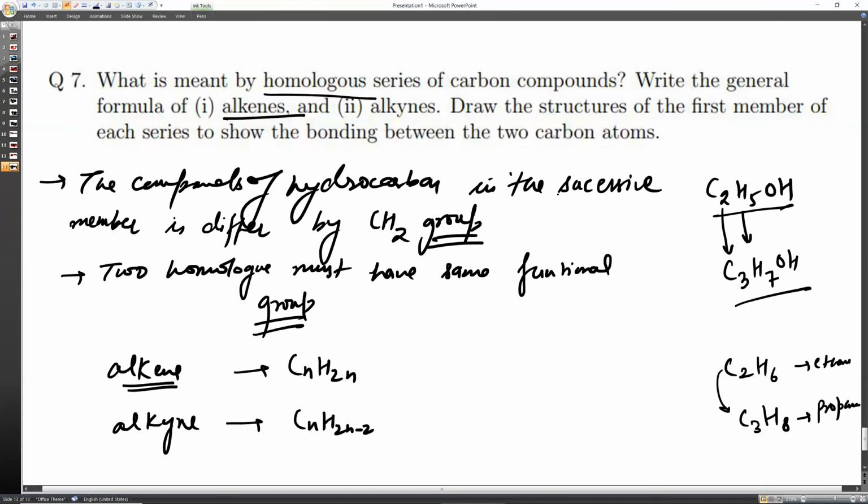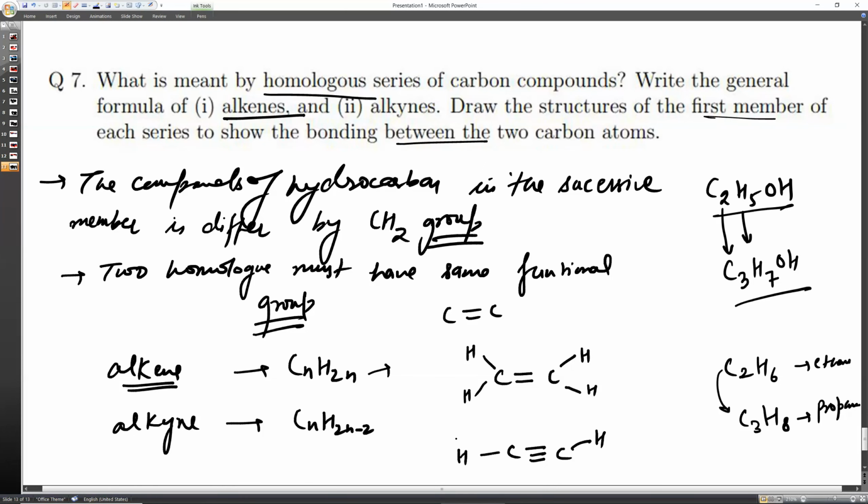And it is asking to draw the structure of the first member of each series. So you know that at least for making an alkene, we need two carbons. So the first member of this series will be ethene, and this will be ethyne. So you can draw the structure. It is not saying electron dot structure, so you can draw it this way, ethyne. Okay, got it.